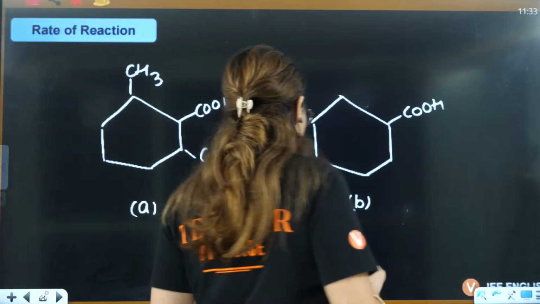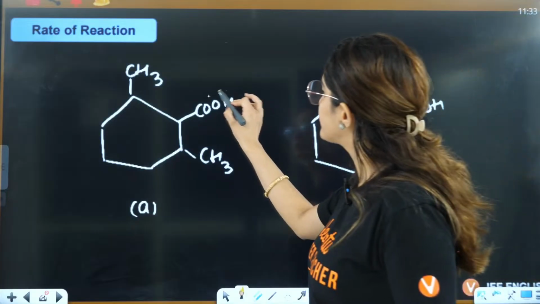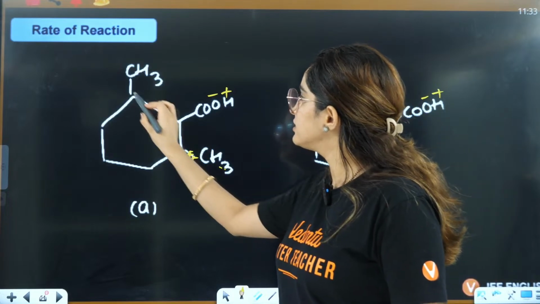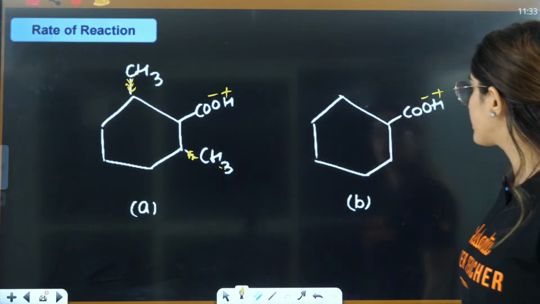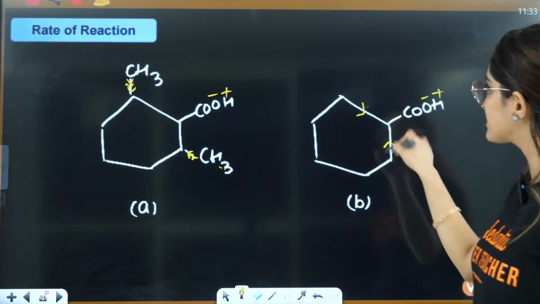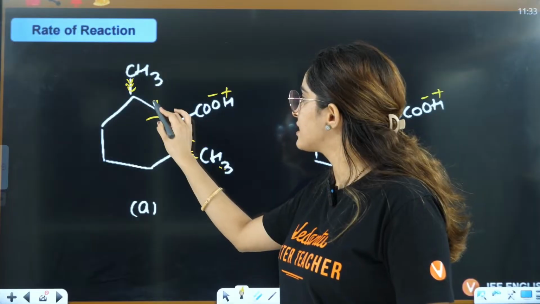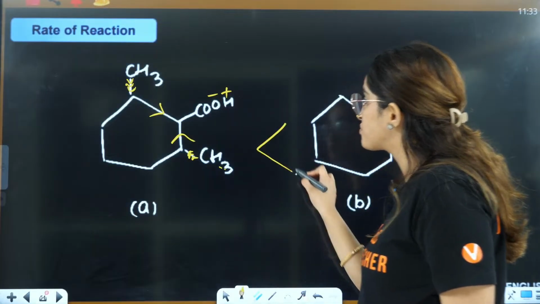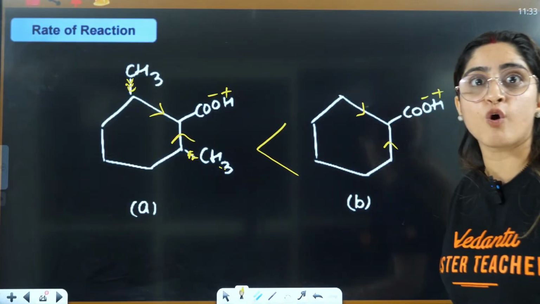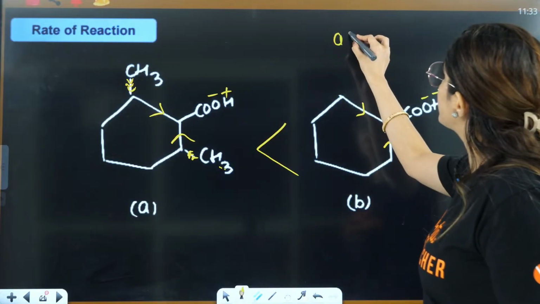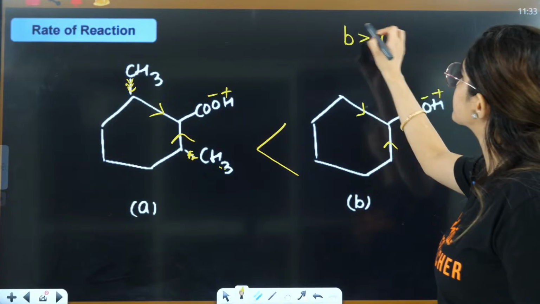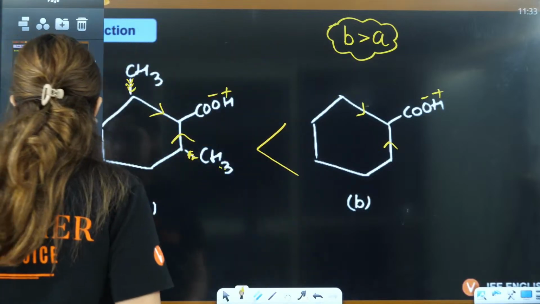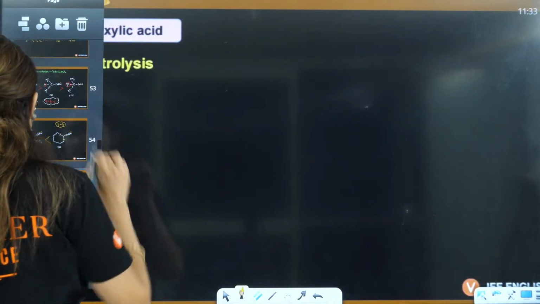Okay. So tell me, this is negative, this is positive, this is negative. Which one will react faster? Here you are showing the plus I effect. Here the plus I effect is only from the cyclic ring. Here it is from the cyclic ring plus this CH3. So definitely this is becoming unstable. Because it is already negative, the stress is already there, and you are giving it more stress. So B will be more as compared to A, and that will be the rate of reaction in this particular case. Right? Okay, B is more as compared to A.